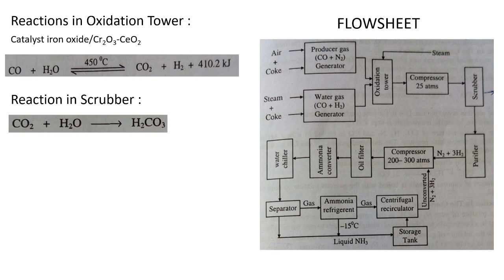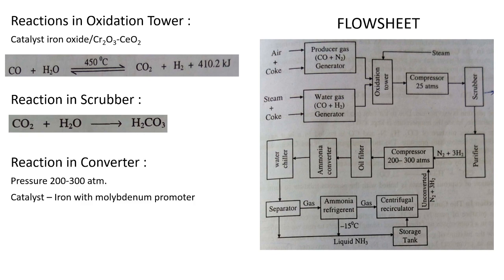Now after purifying, what is left? Nitrogen and hydrogen. So further it is sent to the converter. In the converter, first it has to be compressed at 200 to 300 atmosphere. Both the reactants, in the ratio of 1:3, are further compressed to 200 to 300 atmosphere. Once these gases are compressed in the compressor, they are sent to the oil filter.